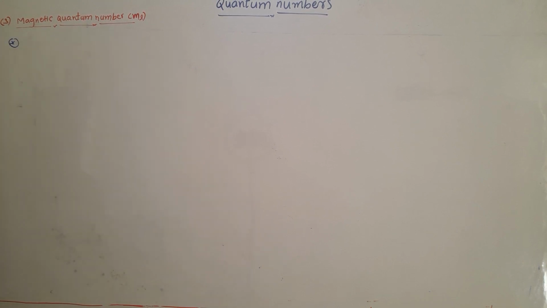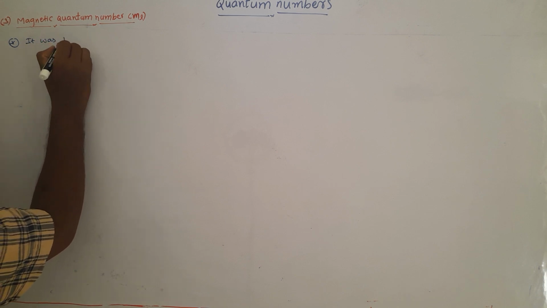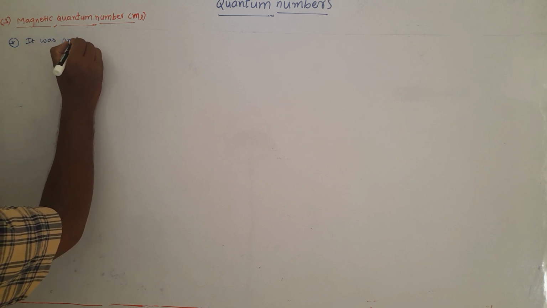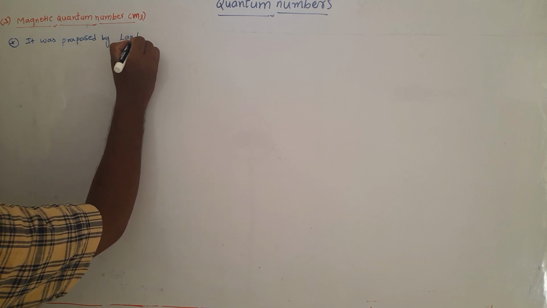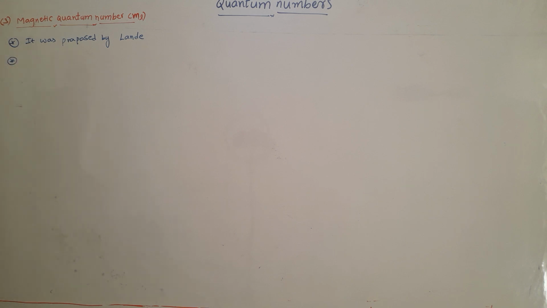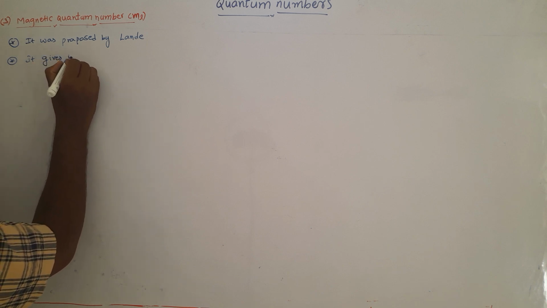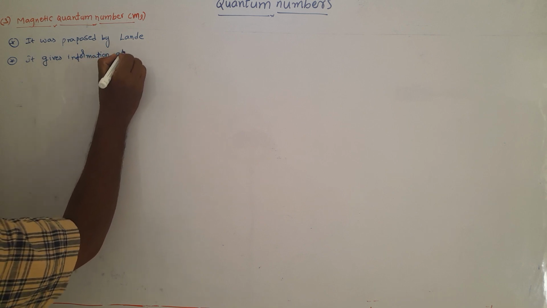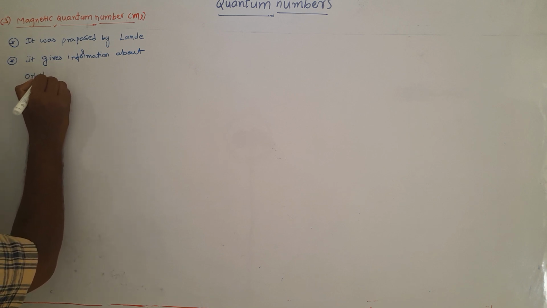It was proposed by Lande. This magnetic quantum number gives information about the orbital.